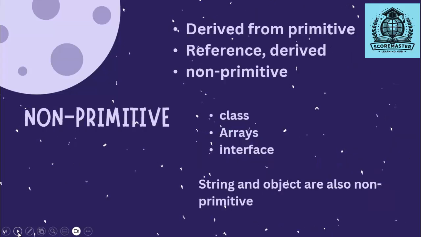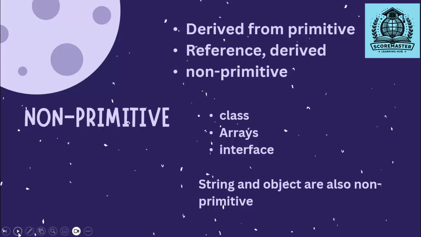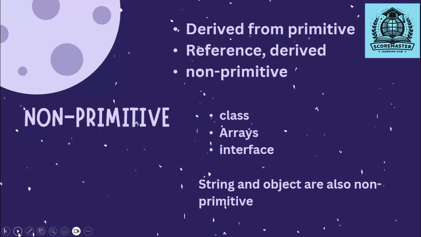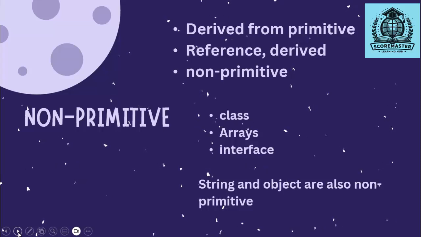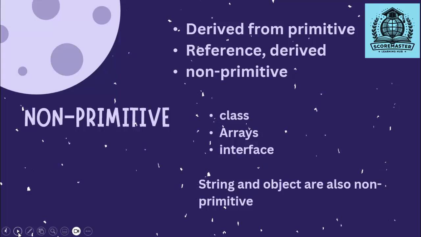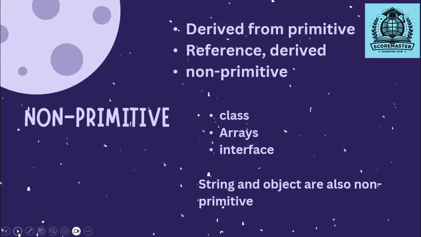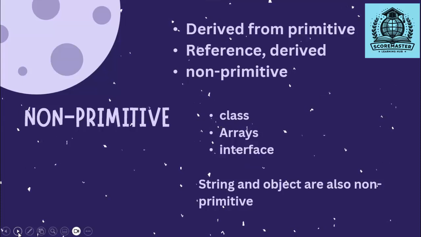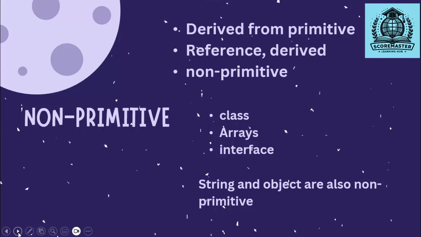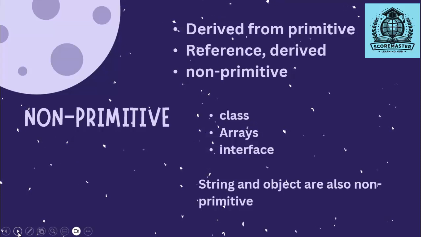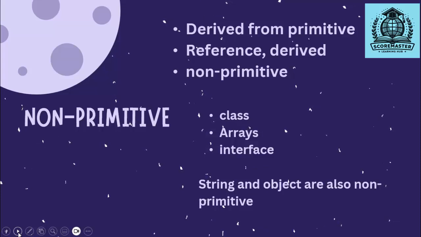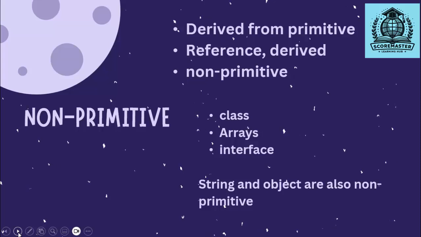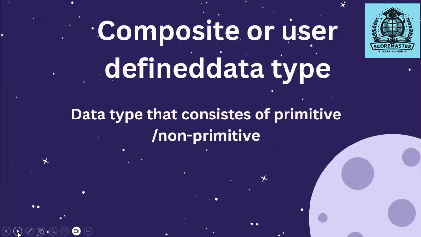Coming on to the non-primitive data type, non-primitive data types are otherwise called derived data types because they are derived from primitive. They are also called reference data types. Examples of non-primitive data types are classes, arrays, and interfaces. String and object are also non-primitive data types. String is neither primitive nor non-primitive data.